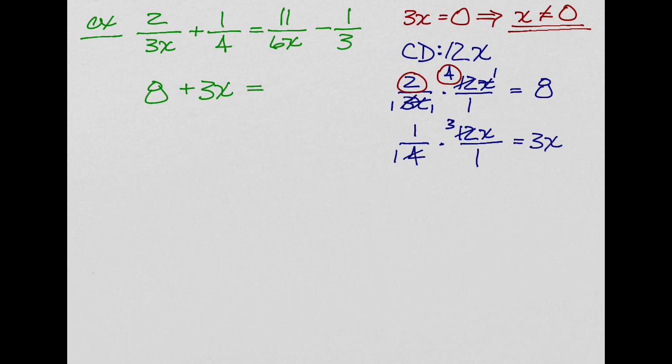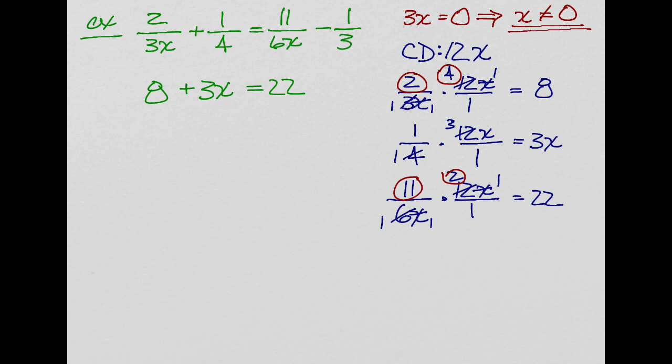equals, here's next, 11 over 6x, multiply by the common denominator. x divided by x is 1, so those are gone. And I can divide 6 and 12, each by 6. 12 divided by 6 is 2. 6 divided by 6 is 1. 1's on the bottom. I got an 11 and a 2. Multiply is 22. So my new improved third term now is 22.